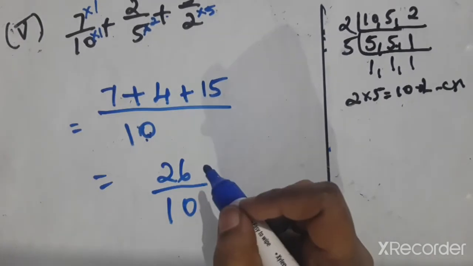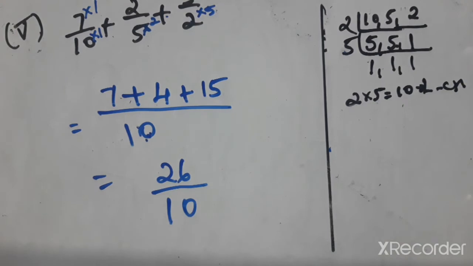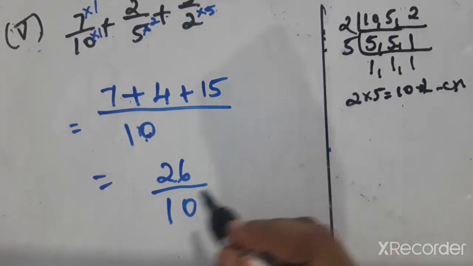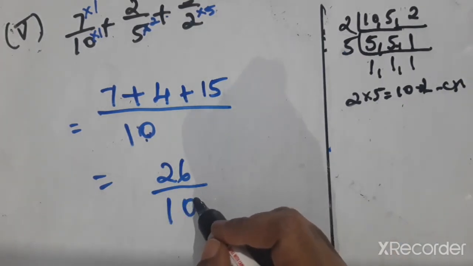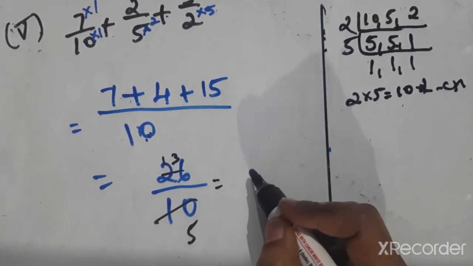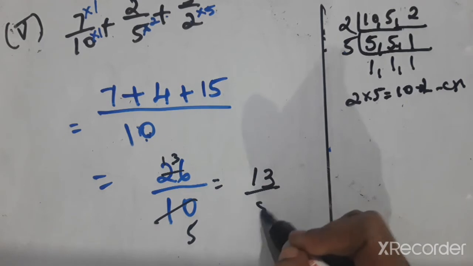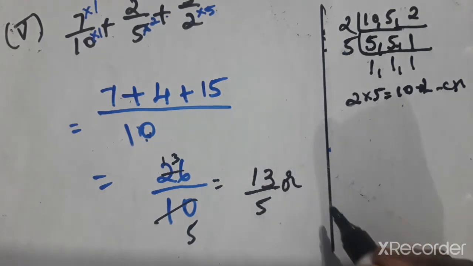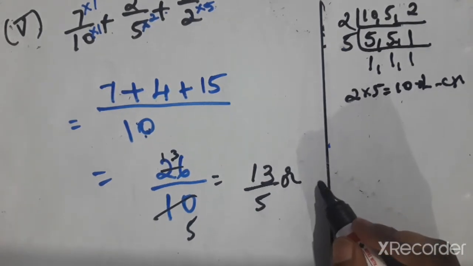Now whether we can reduce this value, try to reduce the value, otherwise we can stop here. 2 5s are 10, 2 1s are 2, 2 13s are 26. So answer is 13 by 5, or again we can convert into a mixed fraction.